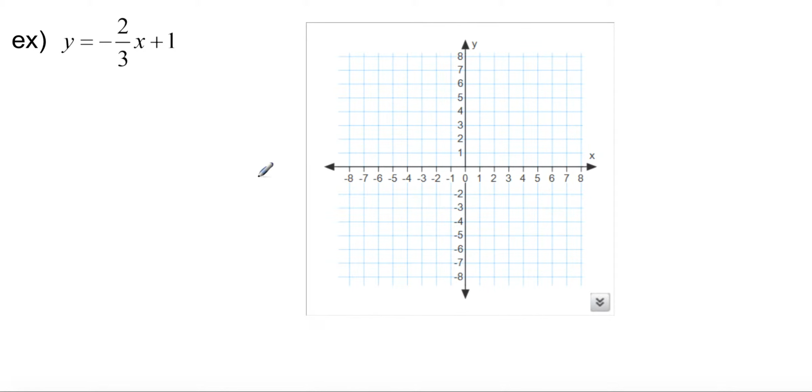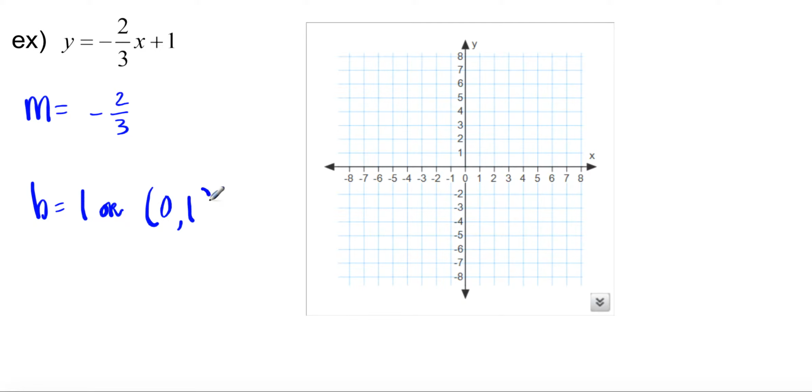Here we have the equation y equals -2/3 x plus 1. It's in slope-intercept form, so we want to identify our slope, which is -2/3, and our y-intercept is 1, or I would recommend writing it as (0, 1). We have to have a starting point, so we plot (0, 1) first. Because we have a negative slope, we're going to rise 2, and this time go to the left 3. Because of the negative, we go to the left. Positive, go to the right.